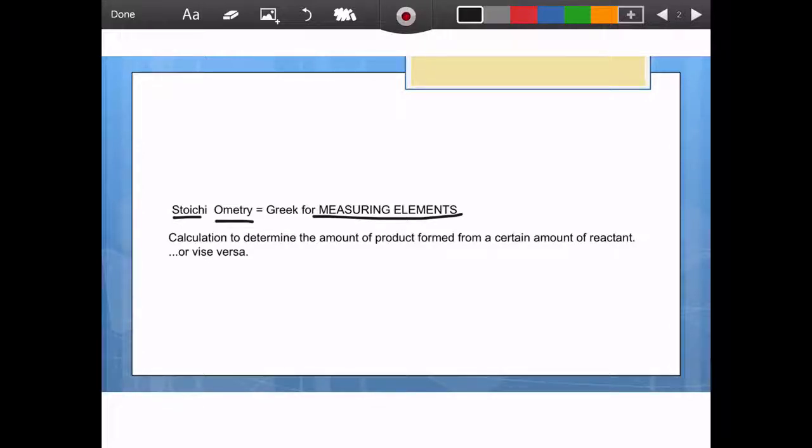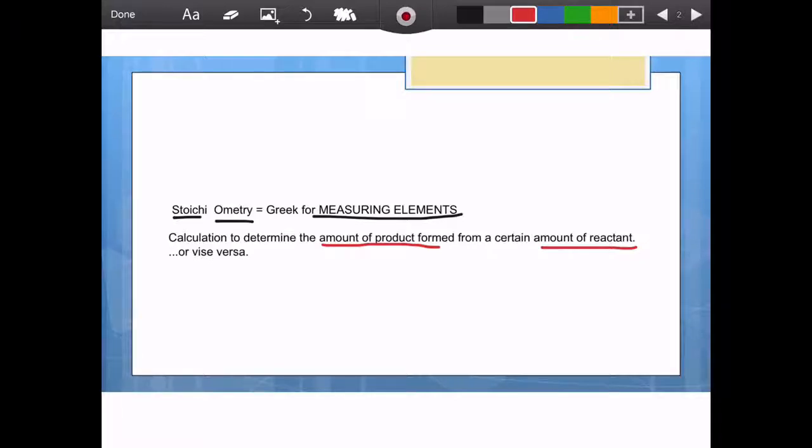That's all fine and dandy, but to break down the definition a little bit more, we do calculations with stoichiometry, so we are going to be using math measurements. But it is a calculation to determine the amount of product formed from a certain amount of reactant. So if you know how much stuff you're using to do a reaction, you can figure out how much of your product you will be forming before you even do the reaction. The same could be said for the other way around.